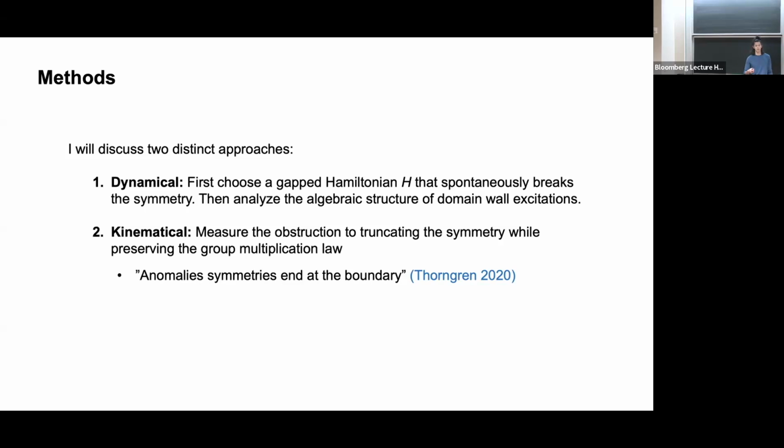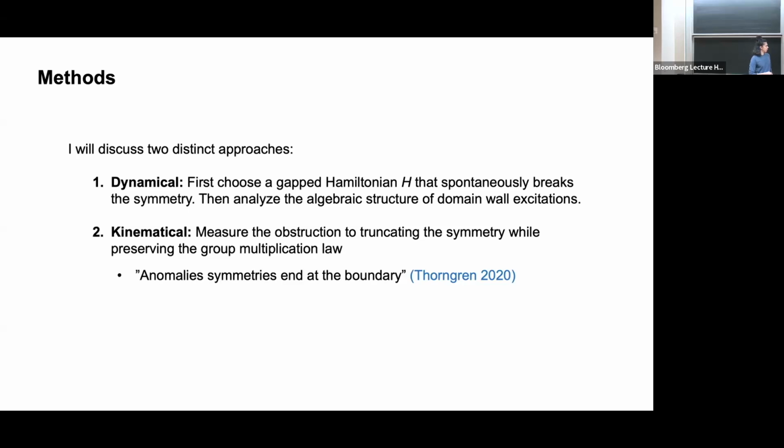So while it's not essential to have dynamics, it can be useful to talk about some particular Hamiltonian. The first method does precisely this. It's called the dynamical approach. The idea is that we get to choose any Hamiltonian that we want that respects the symmetries, so we might as well choose a Hamiltonian that is particularly convenient for analyzing the anomaly. In particular, we'll choose a gapped Hamiltonian that spontaneously breaks the symmetry. And the anomaly will subsequently be encoded in the algebraic structure of the ensuing domain walls.